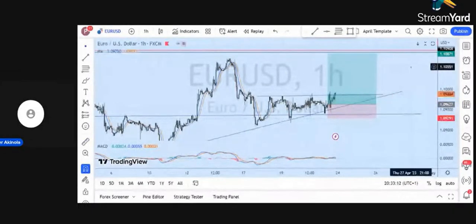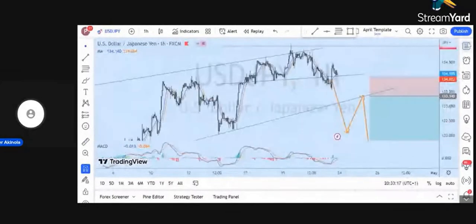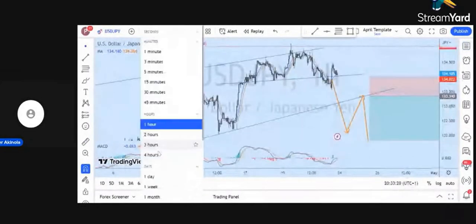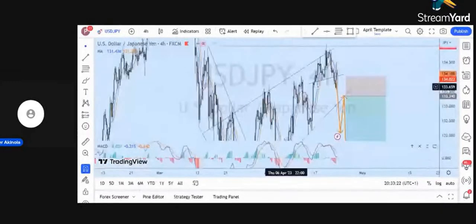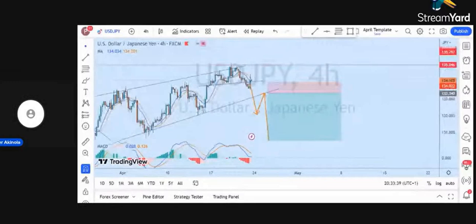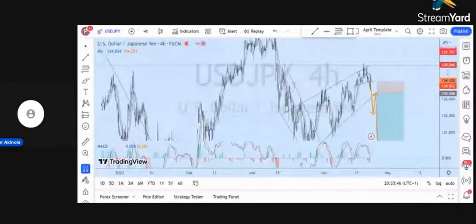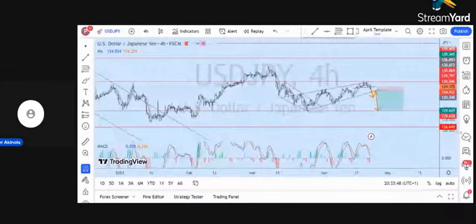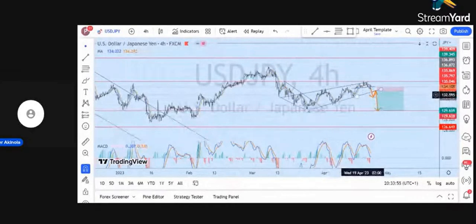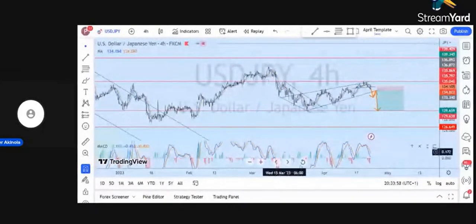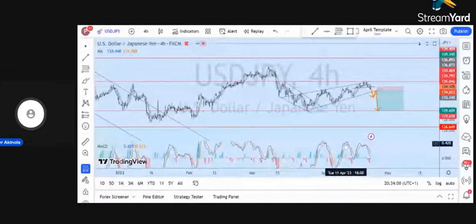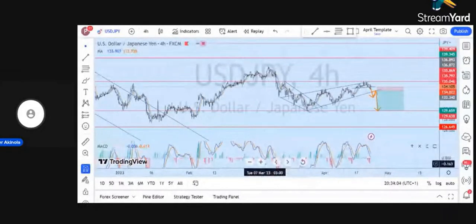Let's proceed. The next one here is USD/JPY. Let's look at this. Now this is the 4 hours time frame. It's okay to see this. The price already hit this major level, and I believe it's coming down again to break and return back to 129. But then last Friday saw something different.